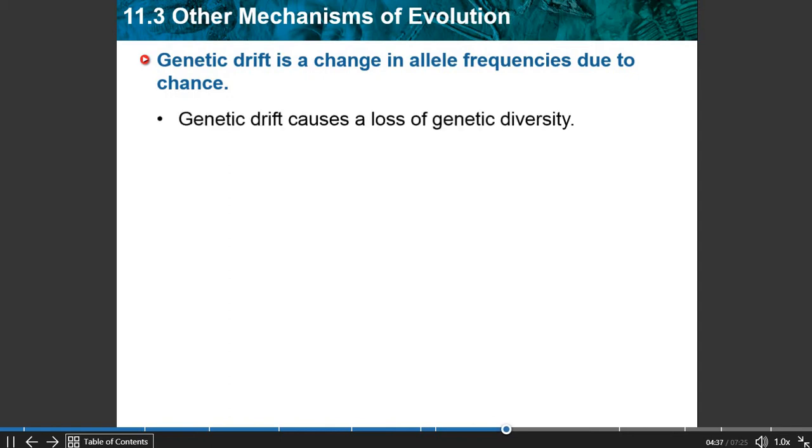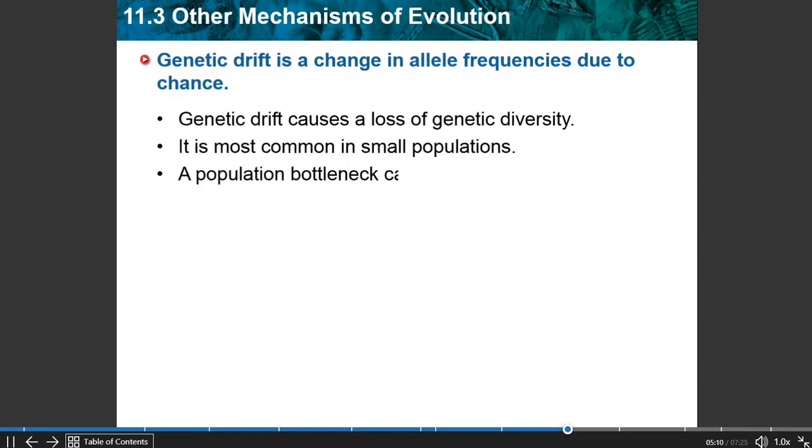Genetic drift, I had already mentioned in the last section. Genetic drift is going to cause loss of genetic diversity, and it's just by chance. Not necessarily the most common, it's going to work the best on small populations, because if you end up removing individuals from a small population, you're going to have less variation to choose from, and so you might see a trait that wasn't there appear.